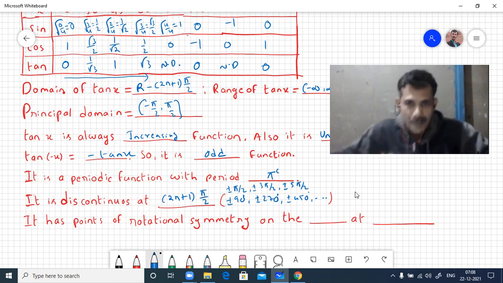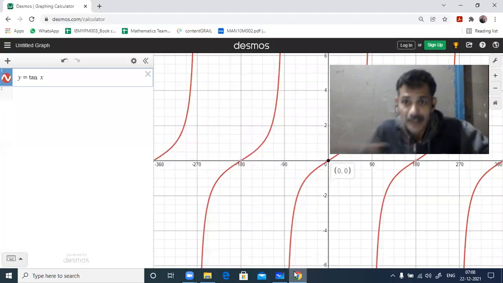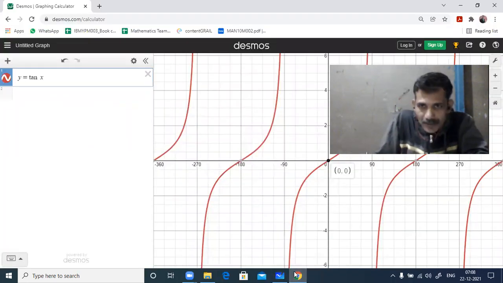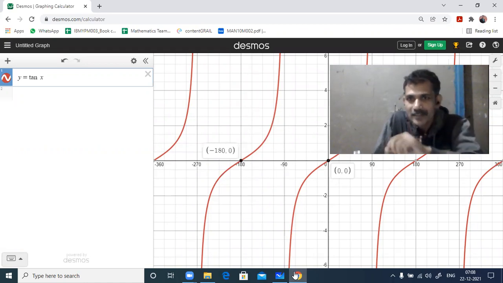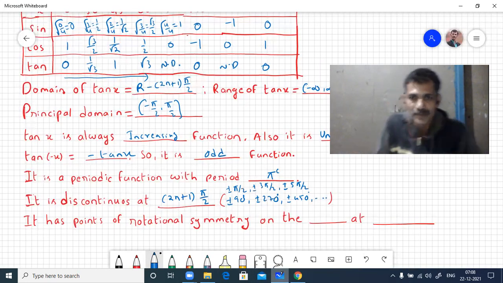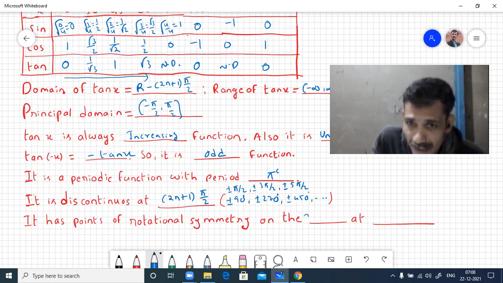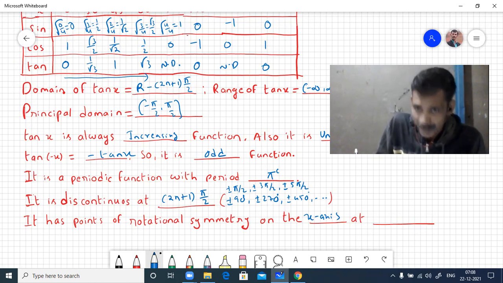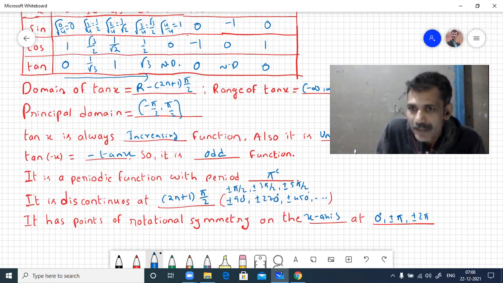And it has points of rotational symmetry. Where it is having, we have to observe. At 0, it is clear. 180 degrees, minus 180 and 180 degrees, there if you rotate, okay, we'll get the same figure. So on the x-axis it is having points of rotational symmetry. At 0 degrees, minus 180, we'll write in radians, plus or minus pi radians, plus or minus 2 pi radians. Okay, and so on.